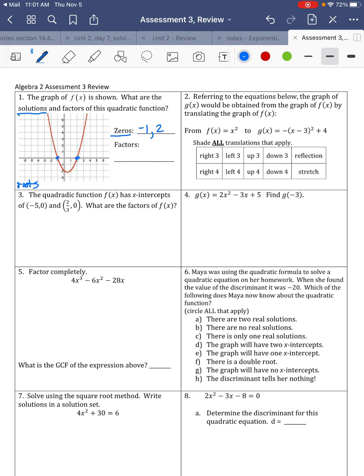Don't put parentheses around them. It's not a coordinate or anything, it's just two x values. All right, and the factors that go with that would be x plus 1, because remember the factors are opposite, and then x minus 2.